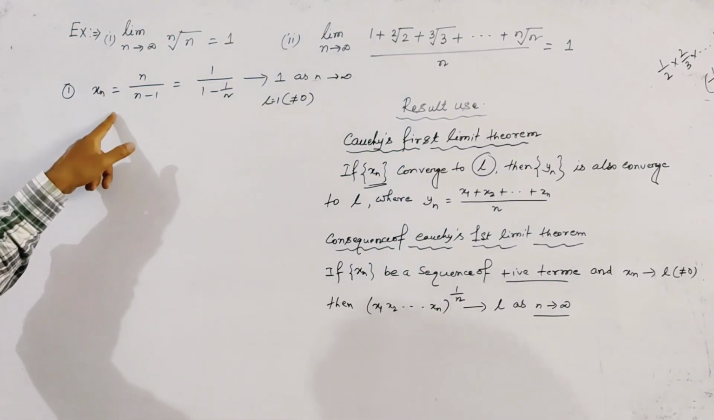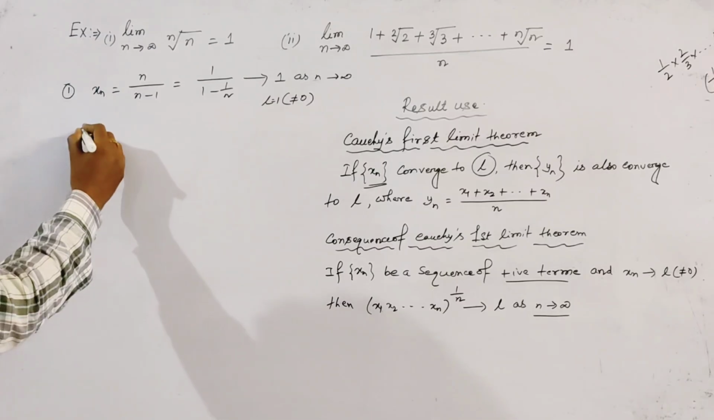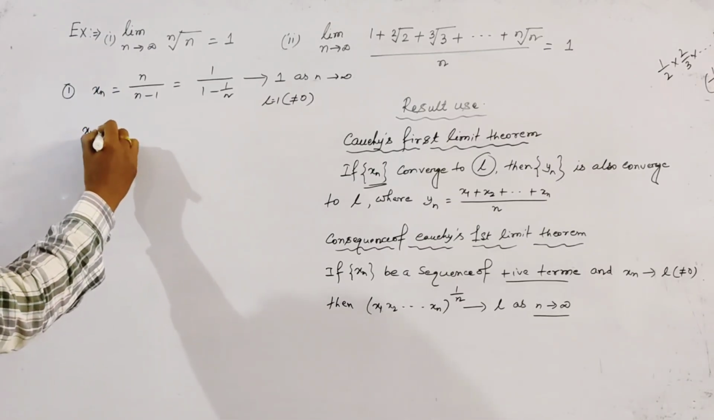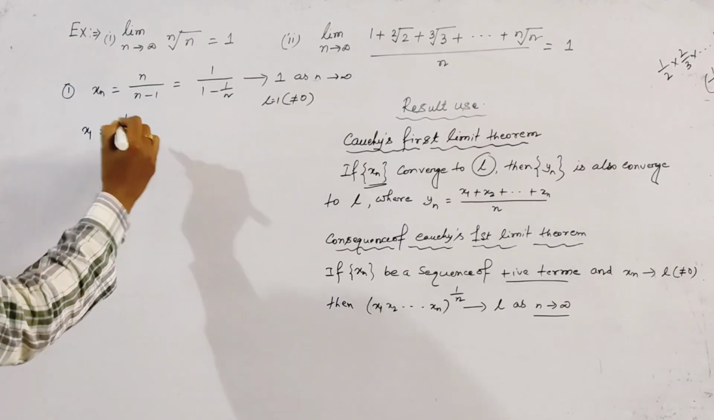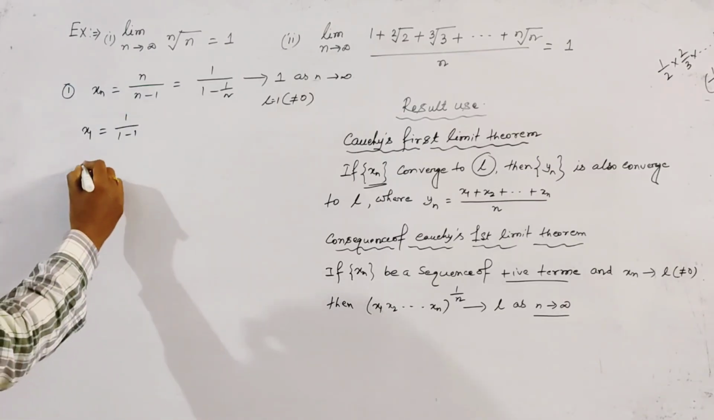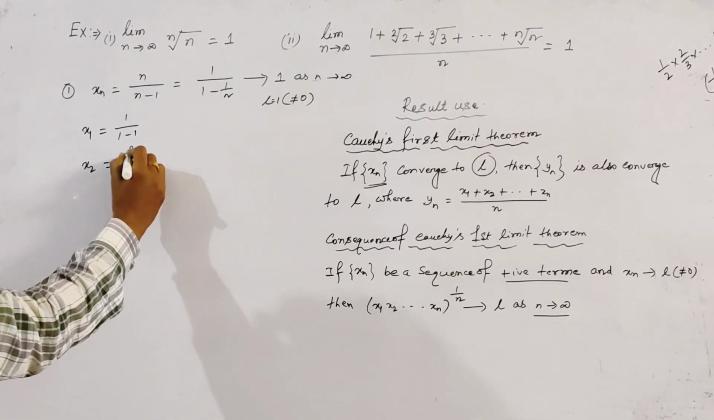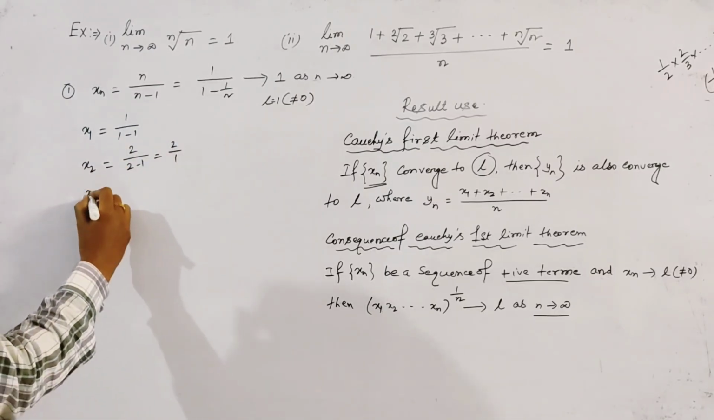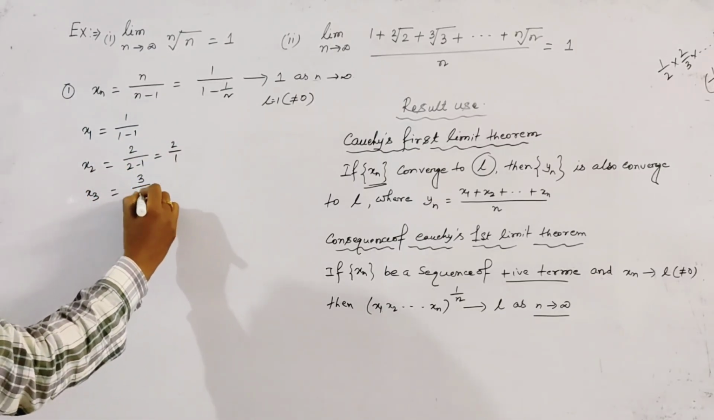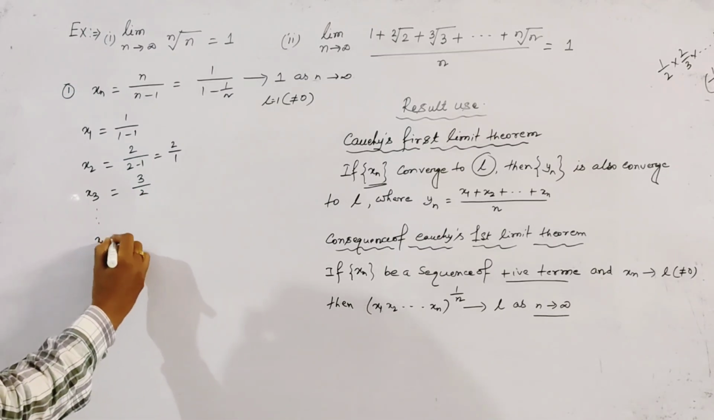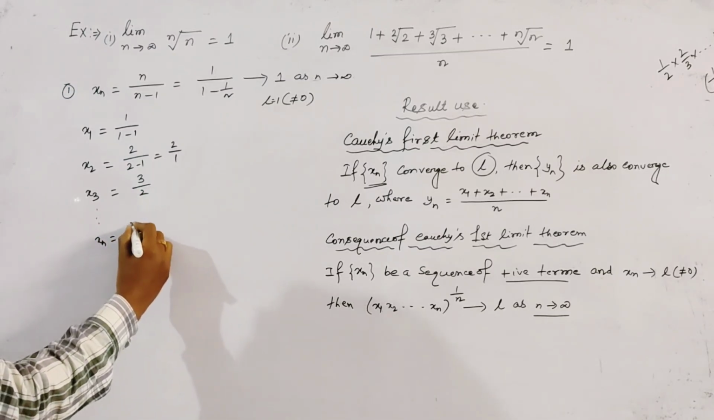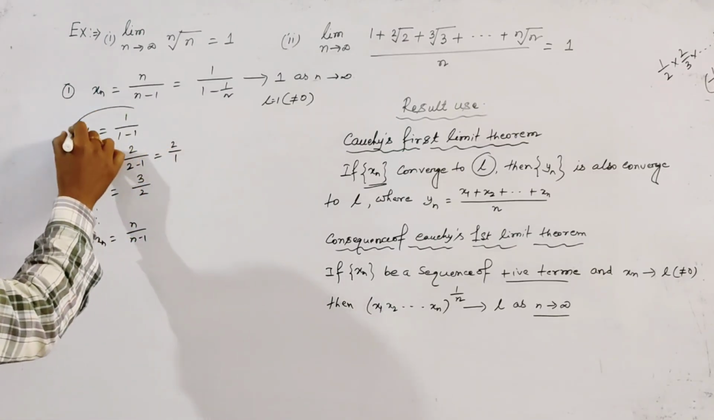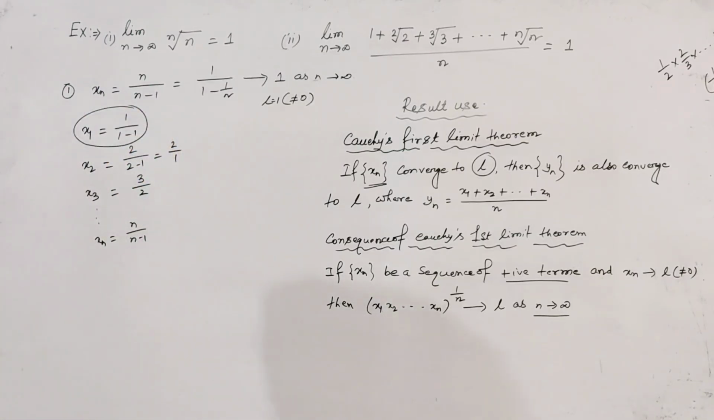To find the value of x1, we put n equal to 1, so we get x1 equal to 1 by (1 minus 1). And x2 is equal to 2 by (2 minus 1), that is 2 by 1. x3 is equal to 3 by 2, and so on. xn is equal to n by n minus 1. And here we see that x1 is undefined.